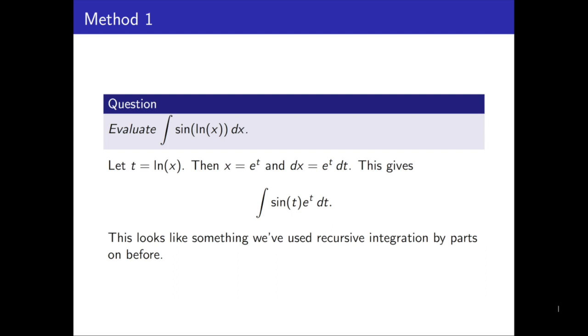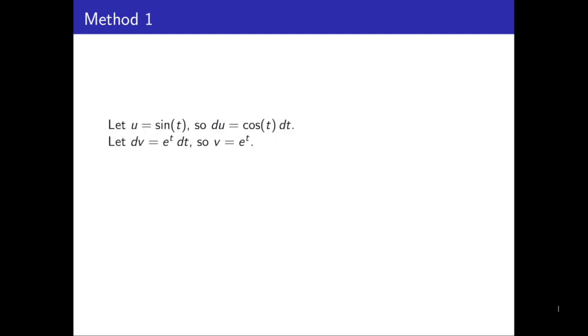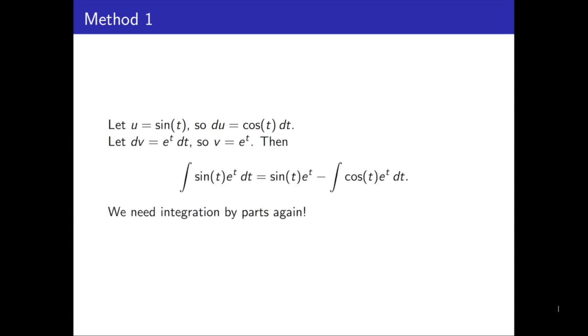So we've got sine of t and e to the t. We'll call the first one u and the second one dv. So u is sine, which means du is cos. dv is e to the power t dt, which means v is e to the power t. And we can apply integration by parts. We get uv, sine of t e to the power t, minus the integral of v du, which is cos t e to the power t.